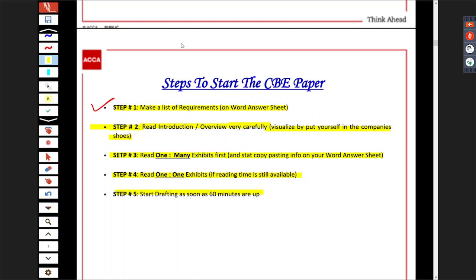Usman is asking, sir, step 1, why just copy paste on Word? Can we not read the requirements and paste them on the Word? That's what I'm saying: make a list of requirements. You can copy-paste the requirement, or you can type, or you can just put in the keywords. The main thing is to bring all the requirements onto one piece of paper so that you know what things you need to look for when you're reading the exhibit, right?